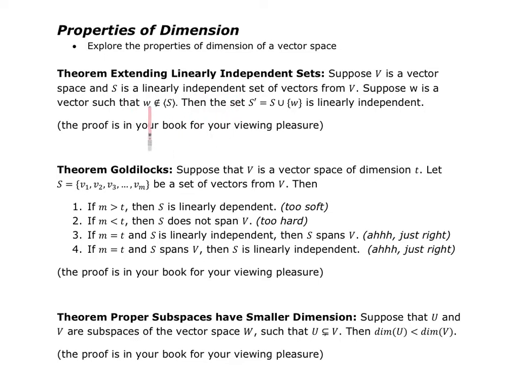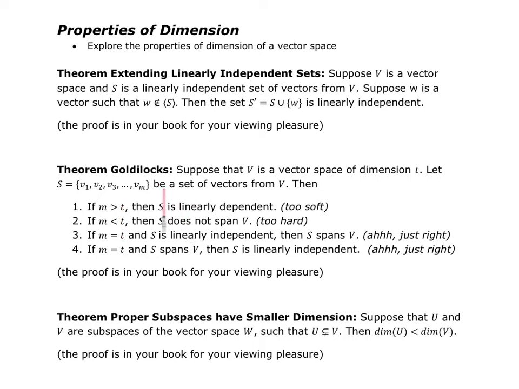If W is not part of the span made by the spanning set for S, then obviously when I add another vector that is linearly independent, this new set that I make, S prime, must also be linearly independent.